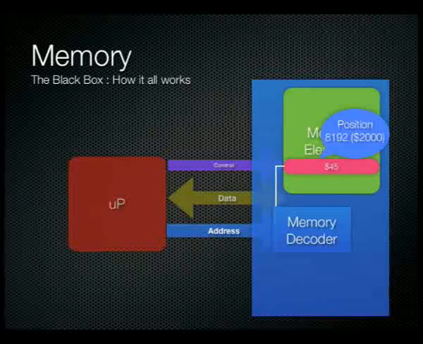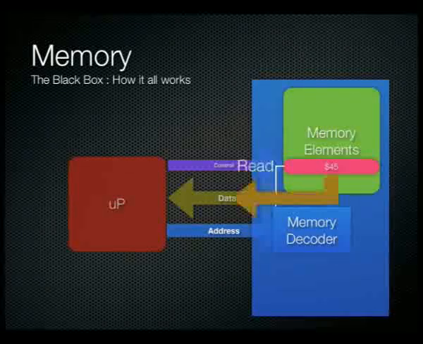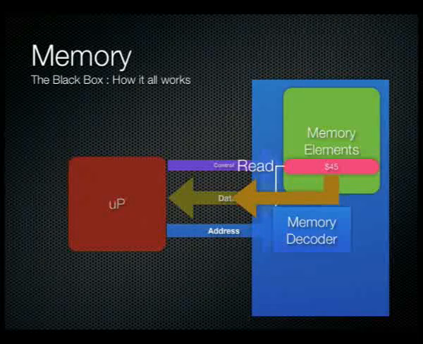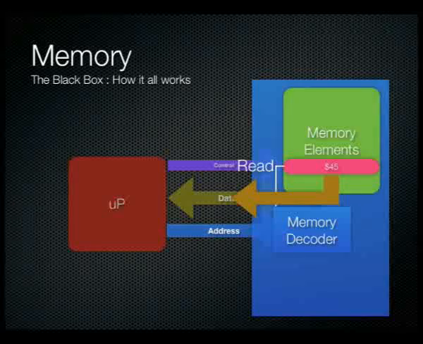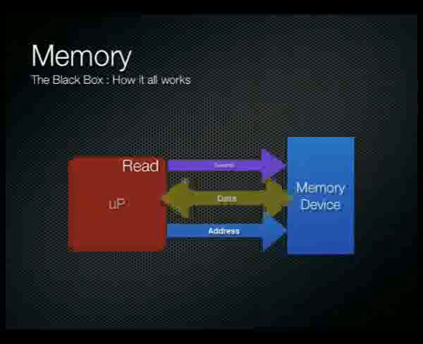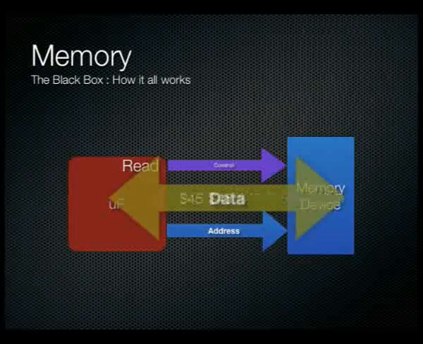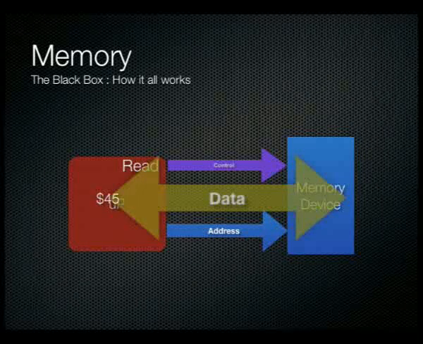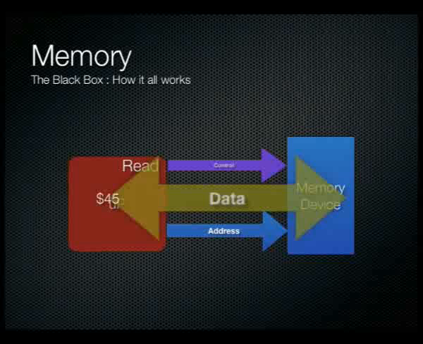So it activated that row, and then we have the value of 45, which is then driven out of those memory elements onto the data bus. It goes out onto the data bus, and then it whizzes along the data bus back to the microprocessor. And therefore the microprocessor will then have the value of 45 hexadecimal in accumulator A.